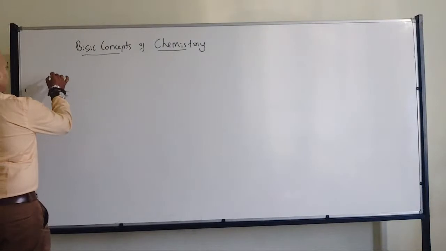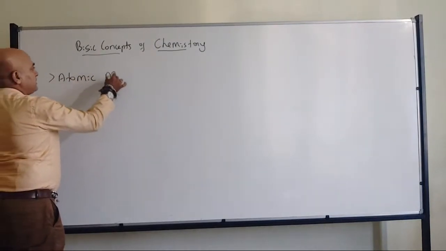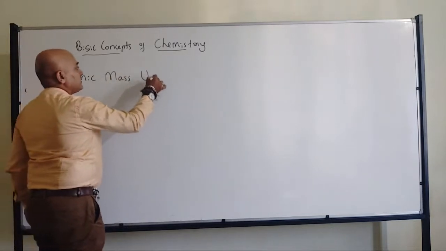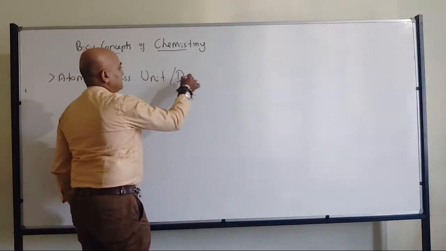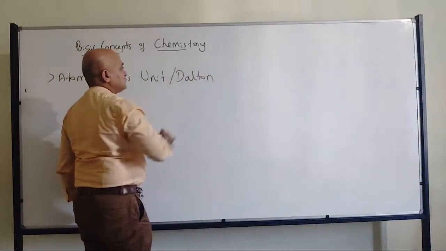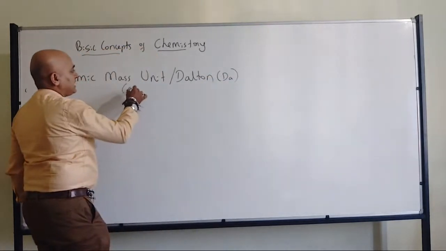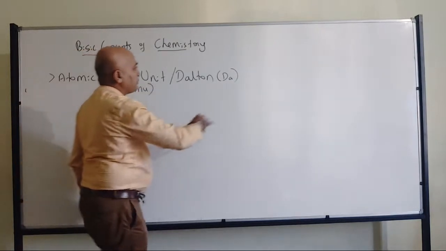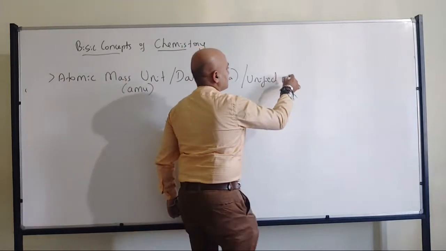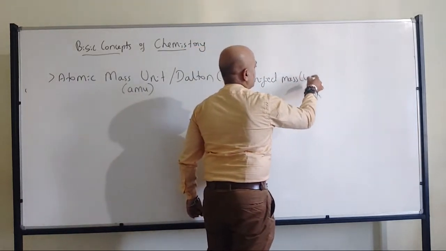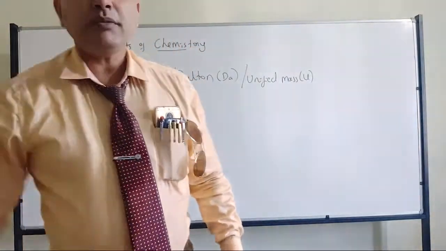So we have discussed atomic mass unit, right? Which can also be called Dalton unit, or simply Dalton. So I can mention it as Da. Here I can mention it as amu, or it can also be called unified mass. Right? The symbol is u. So that's where we have the atomic mass unit.